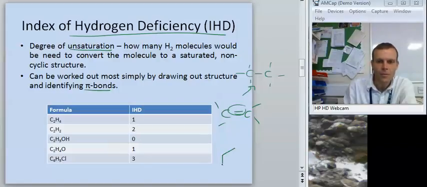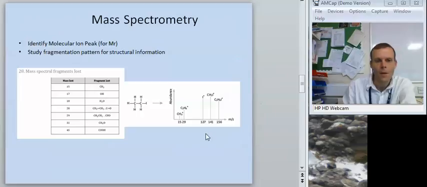The last one is chlorobenzene, and you can see there's 1, 2, 3 pi bonds, and so we'd expect it to have an IHD of 3. Right, mass spec, previously used in the course to gain information about isotopes and get relative atomic masses.